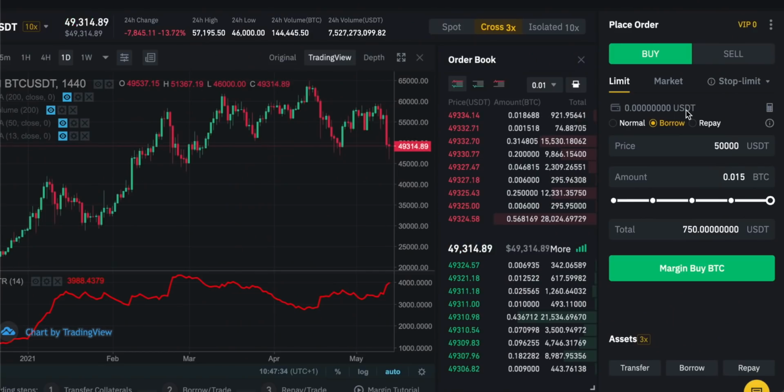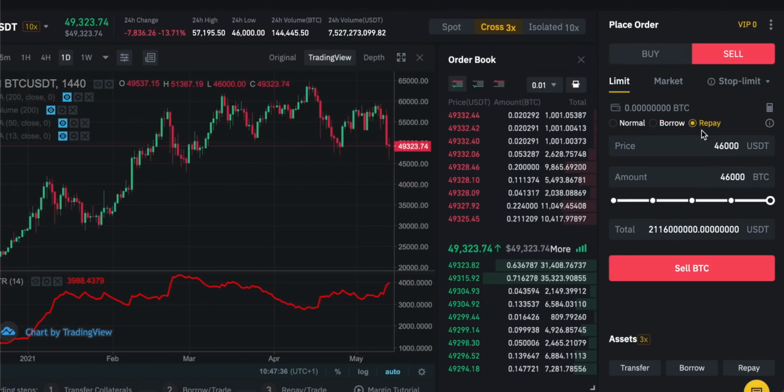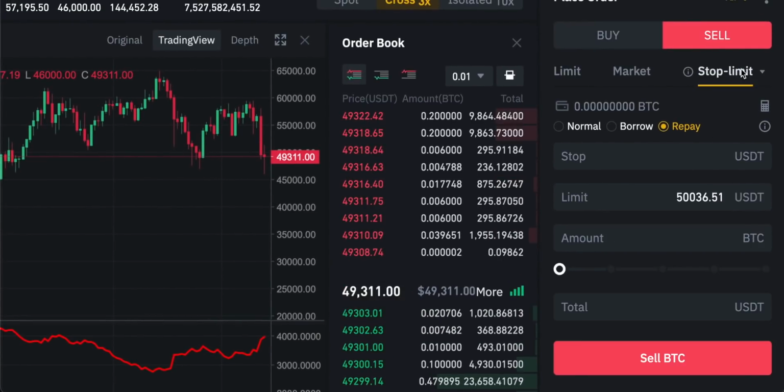Hey guys, James here. In this one, I'll show you how to set up margin trading on Binance, what everything means in the margin trading account, how to enter trades, and also go through some simple risk calculations to understand what margin is and if you should use it at all.